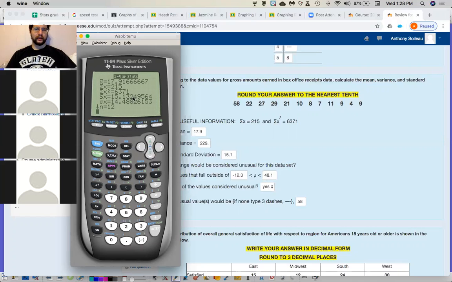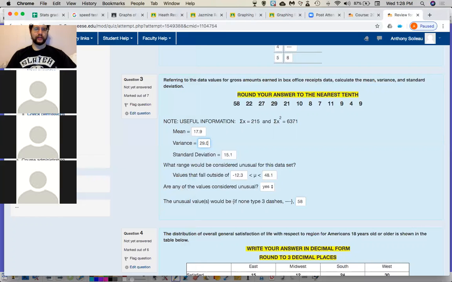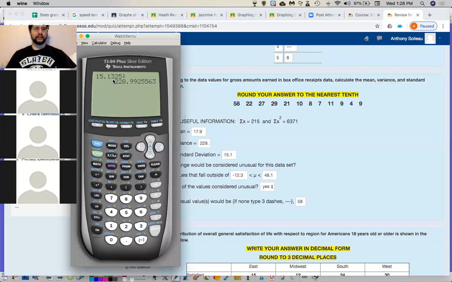So I'm going to take this 15.132, and I'm going to square that. And I get 228.99, which would round to 229.0, just like we have right here. I'm going to go 4 decimal places because I just want to make sure I don't have a rounding error there.